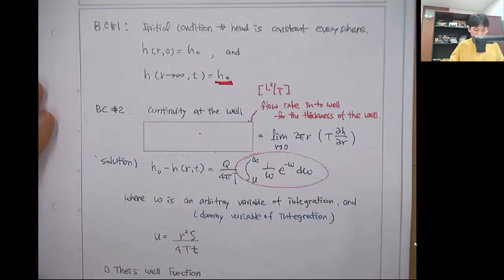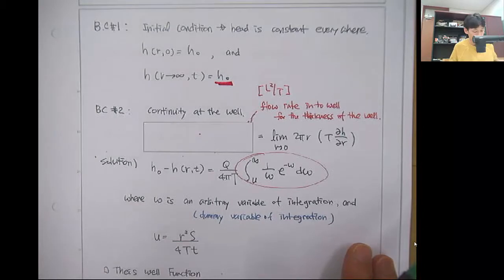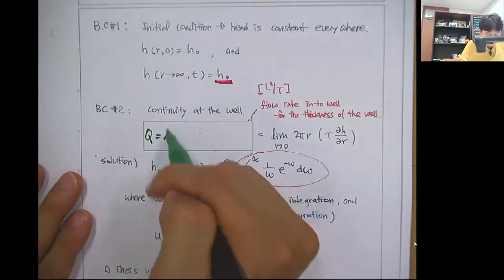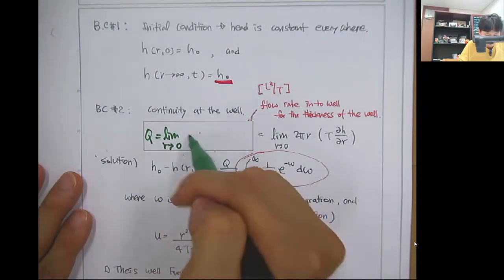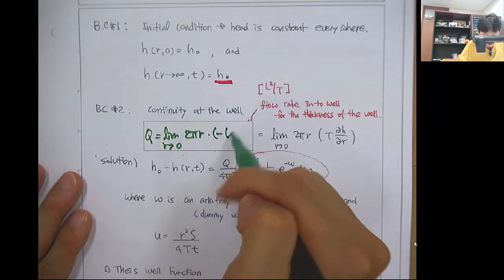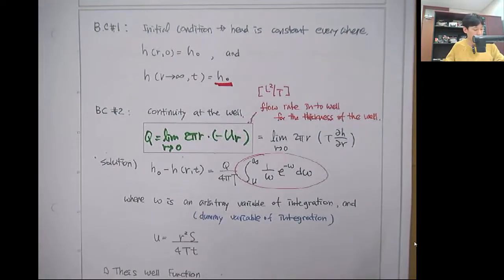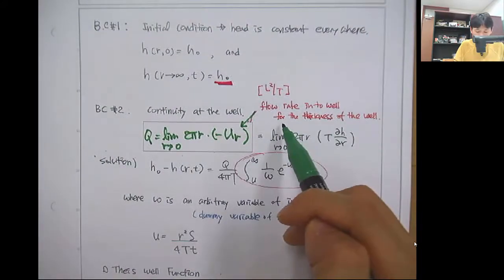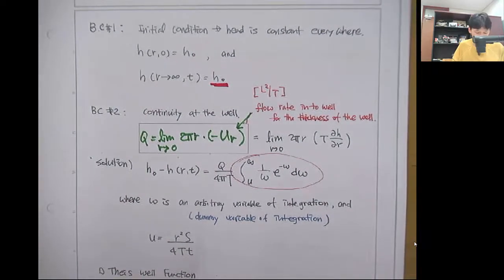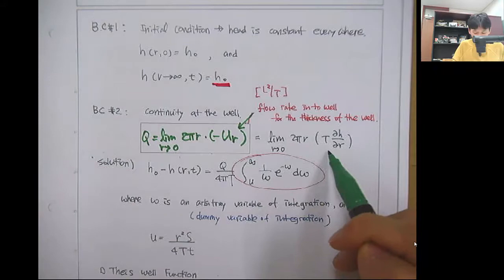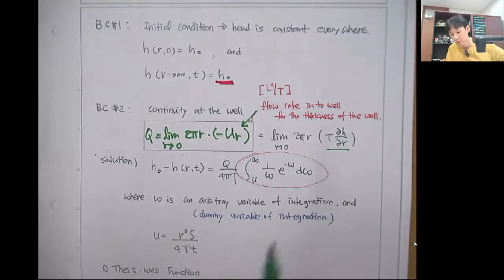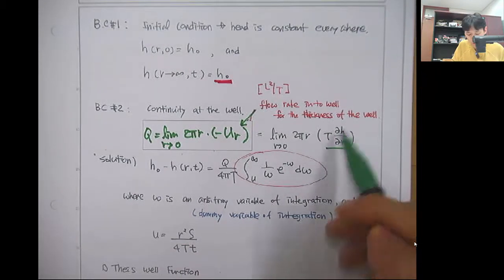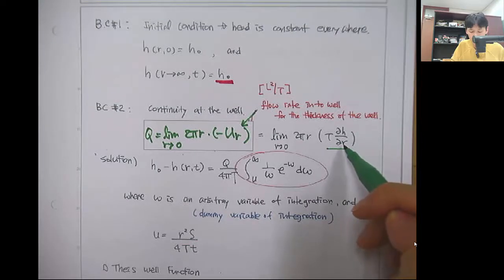And the second boundary condition is continuity at the well, so in terms of the flow rate. So the flow rate Q is 2 pi r times minus u_r, because the water is coming in. And here the u_r is the flow rate into the well for the thickness of the well. And so this u_r can be expressed with the transmissivity times ∂h/∂r. This is the hydraulic gradient.